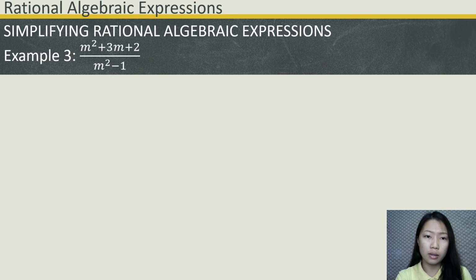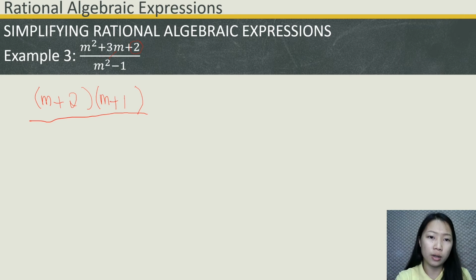Example number 3. M squared plus 3m plus 2 over m squared minus 1. So, dito, quadratic trinomials. Gawa tayo ng dalawang quantity. Ang first ay m squared. Ibig sabihin, ang numerical coefficient ay 1 lang. Ibig sabihin, m times m lang yan. Factor niyan. Since parehas positive or parehas addition, plus lang din ang gagamitin. Now, ano ang factor ni 2? Na kapag pinlas mo ay 3. 2 times 1. So, sulat mo lang. And that is the factor of the numerator.